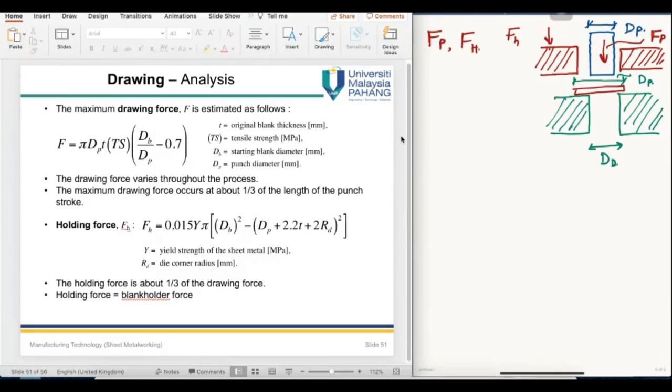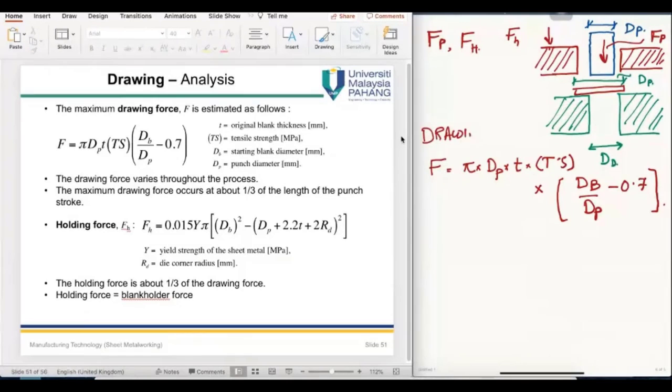These two forces are important for me to carry out the drawing process. The maximum punching force formula F is given by pi times punch diameter DP, multiplied by the thickness of my blank, multiplied by the tensile strength of my material, whole multiplied by the ratio of blank dB over DP minus 0.7. This is my punching force, or the drawing force required. And next we move on to the holding force.